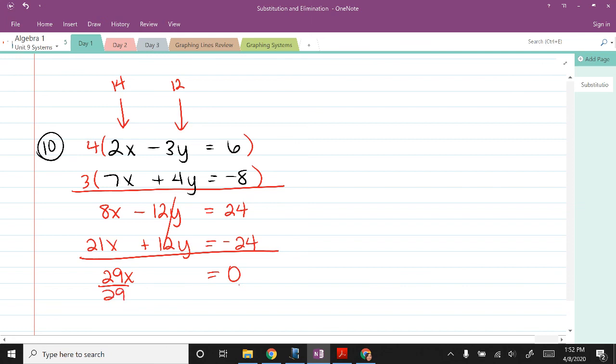Divide both sides by 29. And y'all know 0 divided by a number is just 0. I don't know why people freak out when they get 0 for an answer, but it's okay. You can get 0 for answers sometimes.